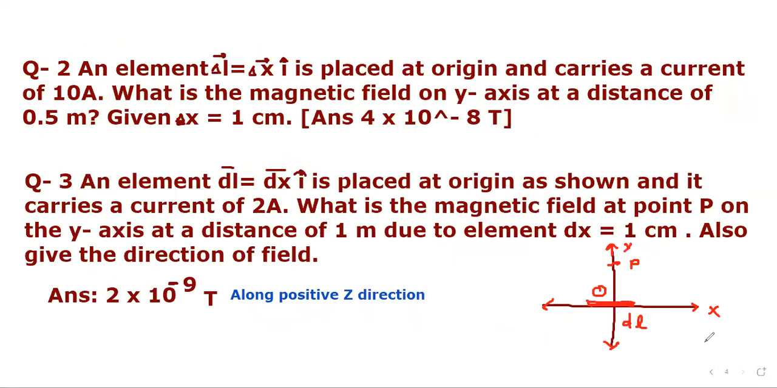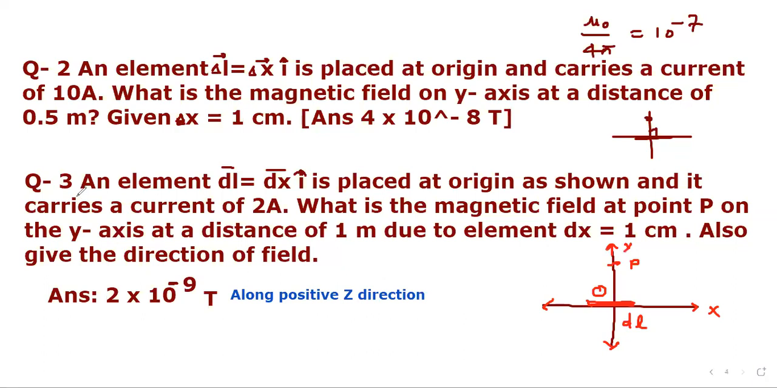Now, some questions for you. Question number 2. An element delta L equal to delta X i cap is placed at the origin and carries a current of 10 ampere. What is the magnetic field on the y-axis at a distance of 0.5 meter? We are given delta X equal to 1 centimeter. Its answer is 4 into 10 power minus 8 Tesla. So here theta is 90 degree, because the situation will look like this. This will be the current element and the point is here. So this theta is 90 degree. Other values are given, and you can use mu naught upon 4 pi as 10 power minus 7. So you will get an answer for this.